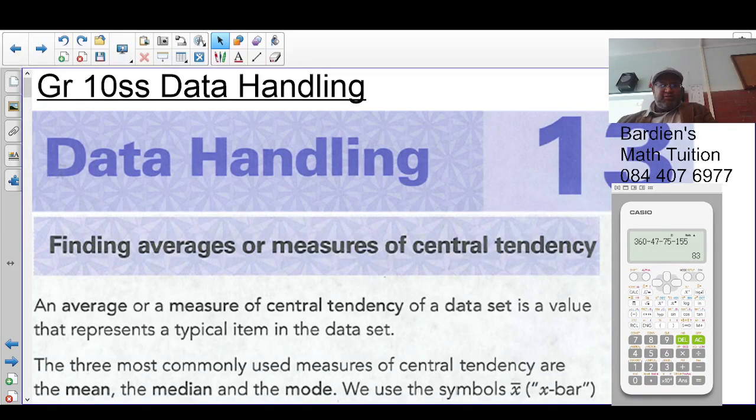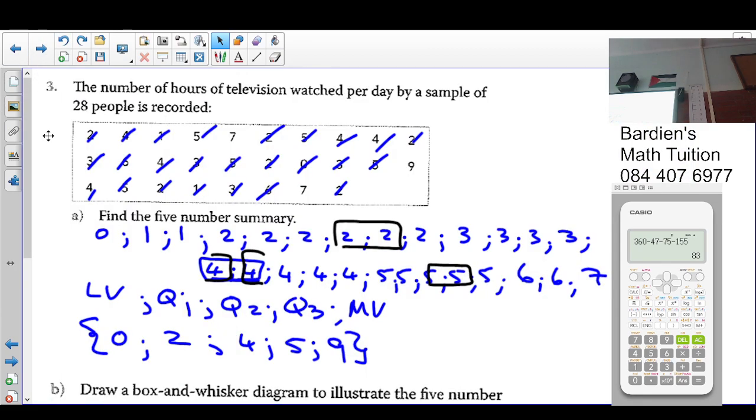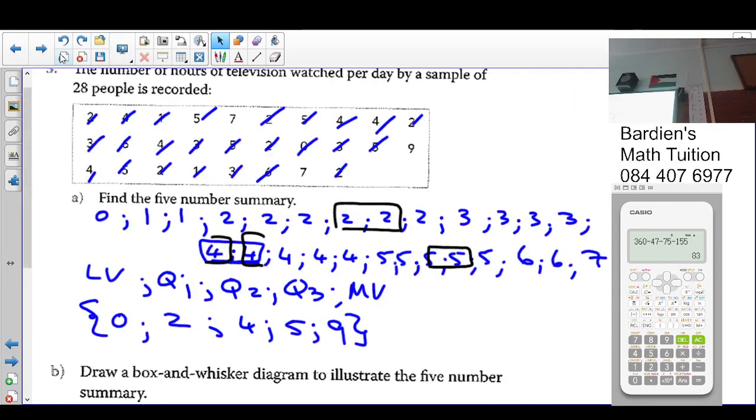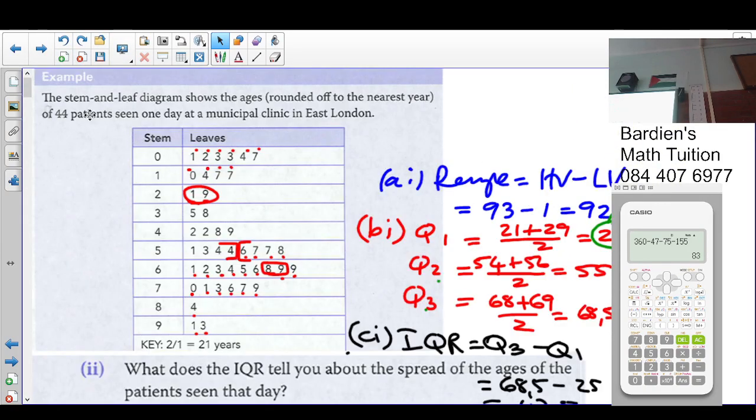Okay, good morning, class. Today we're looking at data handling. We just looked at the example and the physical homework.